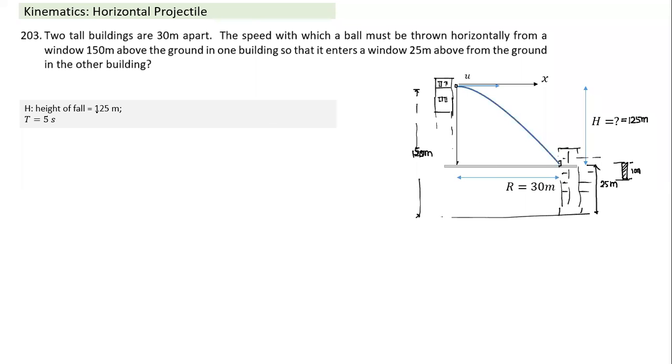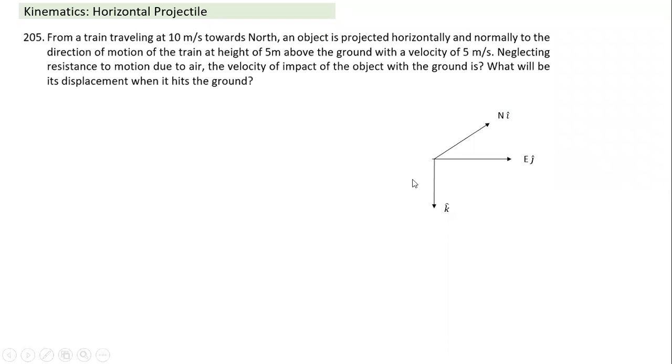So that's okay. Once you figure out height is equal to 125 meter, using root 2h by g we find the time of flight is 5 seconds. From the moment you throw, it reaches here in 5 seconds. In 5 seconds, it travels a distance of 30 meter. Hence, the speed is equal to 6 meter per second. So fairly easy question. Okay. Now come to the next question.